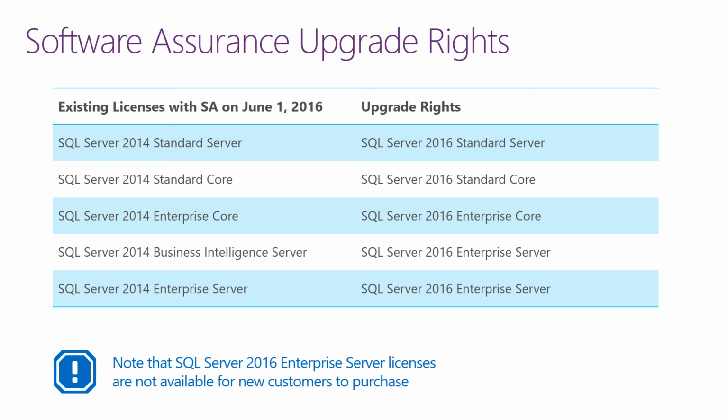As we discussed earlier, in this upgrade scenario, it continues to be licensed via the Server CAL model. Customers with existing Enterprise Edition Server CAL licenses can also upgrade to 2016, but again, it's important to note that this is only an upgrade path. Customers can't buy new Enterprise Server licenses.